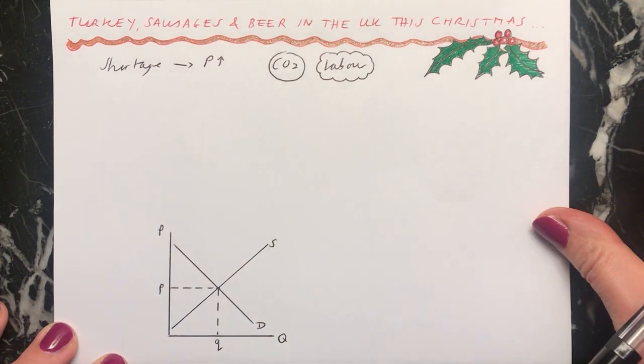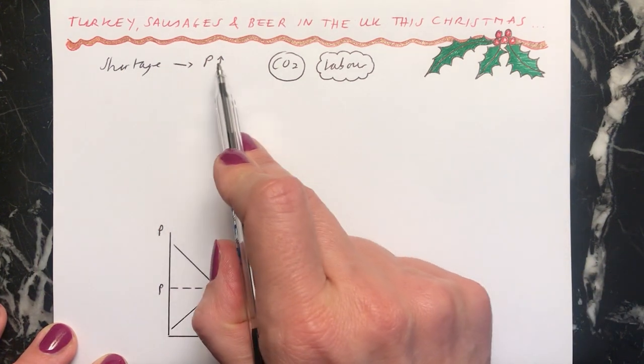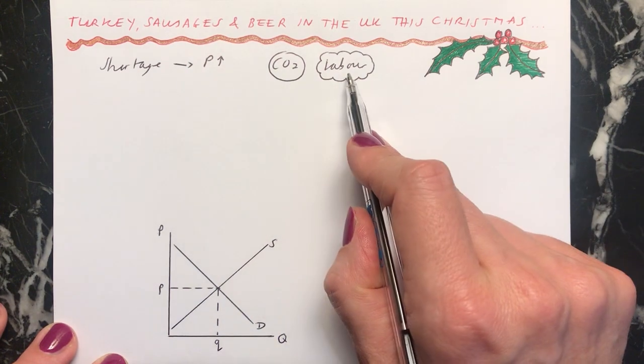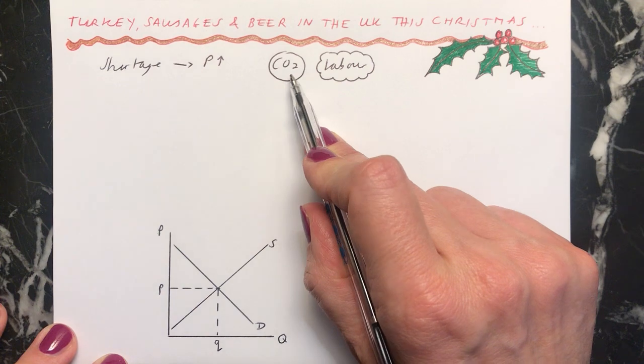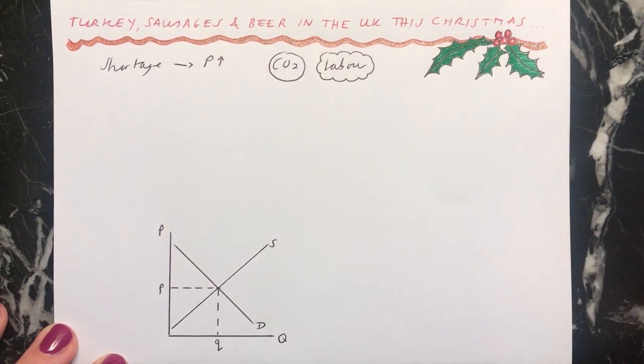Why are we going to have a shortage of these? And I'm going to explain this in economics terms using the theory that you've been learning on the course so far. Because of the shortage, this is going to see an increase in the price. This is the most likely thing to happen. There are two main reasons that this is happening. One is to do with carbon dioxide, and the other one is to do with labour in the food industry.